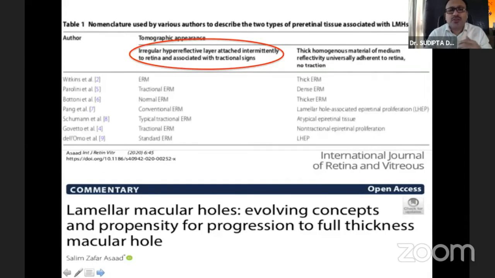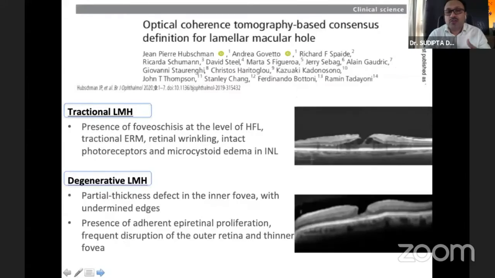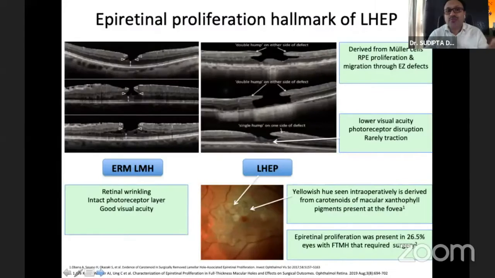So there are some topographic appearances, and there are a lot of studies on that. They have the normal ERM. They have the terminologies: ERM, fractional ERM, conventional ERM, typical fractional ERM, where the thick homogeneous material of medium reflectivity was termed thick ERM, dense ERM, lamellar hole associated epiretinal proliferation, or atypical retinal tissue. So these are evolving concepts. Fractional ERM, as I've already described, and this is the degenerative lamellar macular hole, which we will go into.